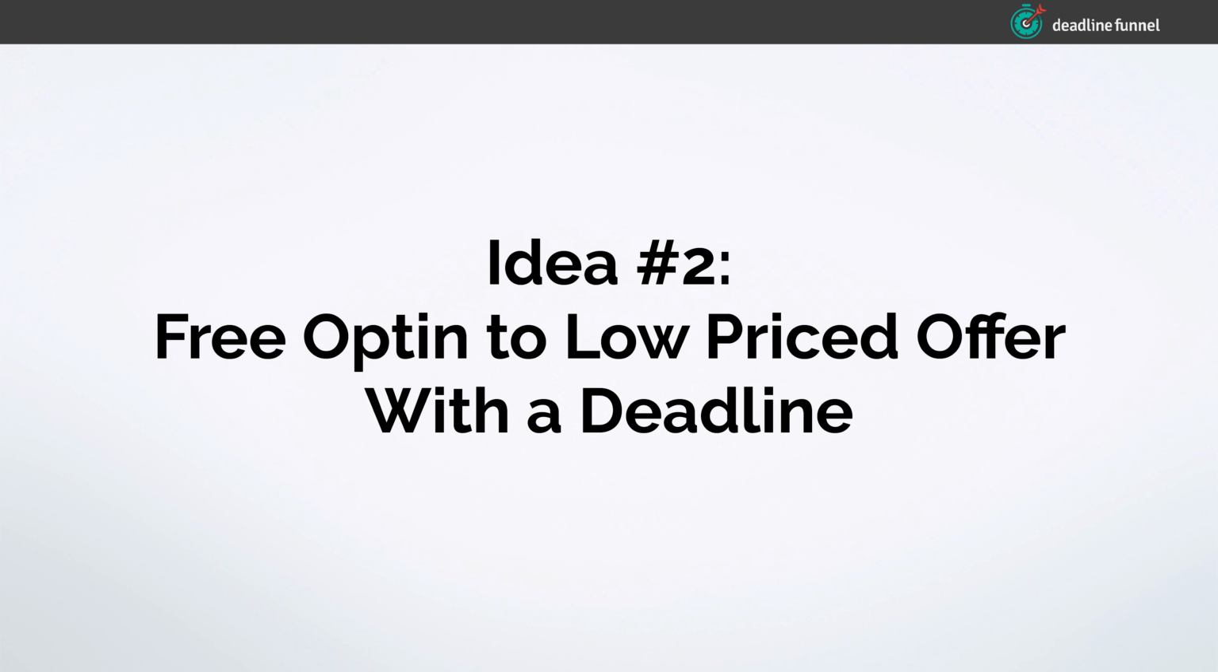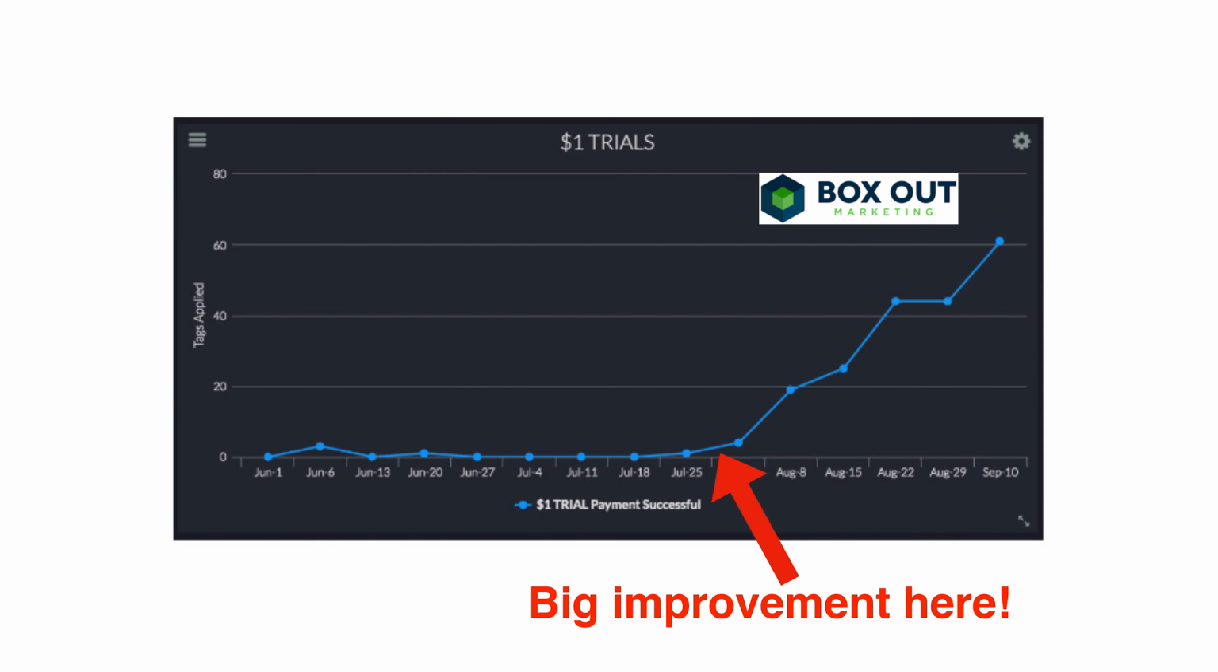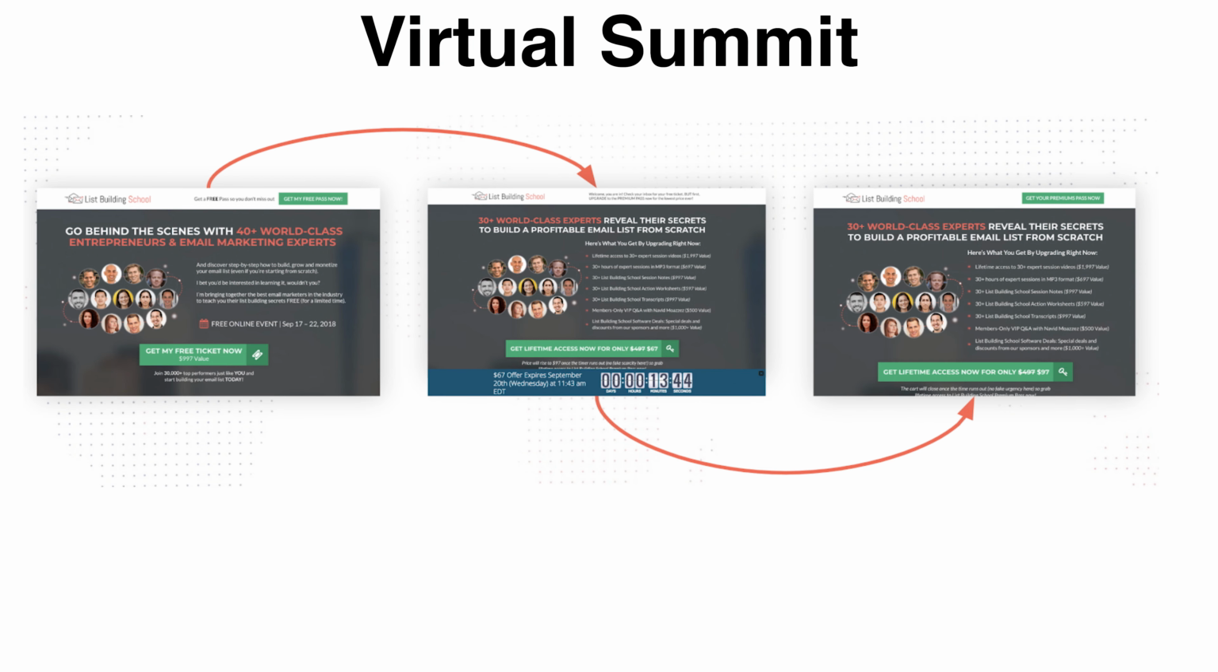Idea number two is a specific free opt-in to low-priced offer with a deadline. This is something that I know you're a big fan of, Navid. One of the things you were talking about just a few minutes ago is the power of being able to have a tremendous number of sales for your virtual summit. I think it'd be really good if you could give an overview of your strategy and how you use a deadline when someone opts in for a virtual summit. And then maybe we could touch real briefly on how this can be automated too.